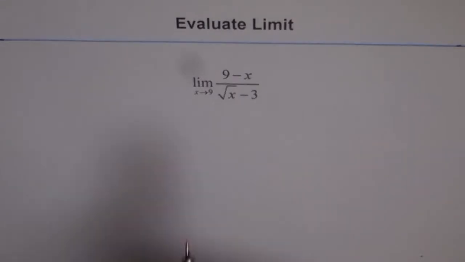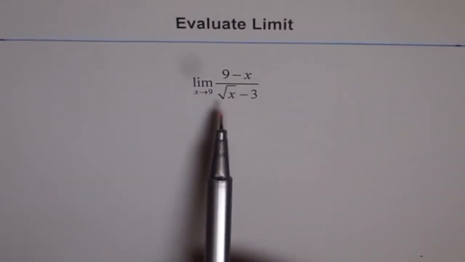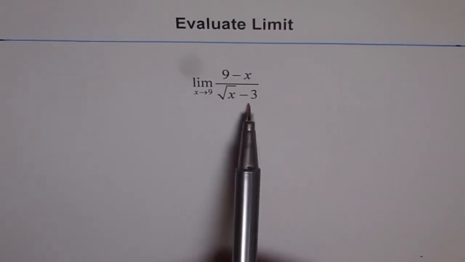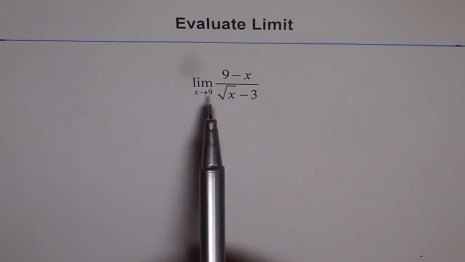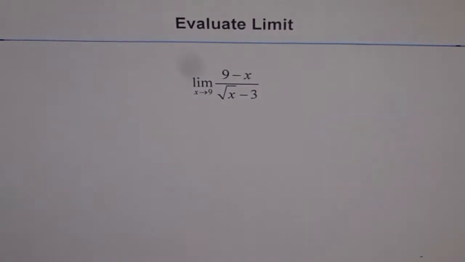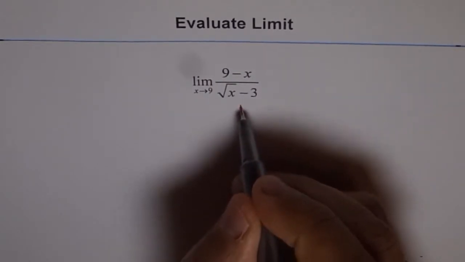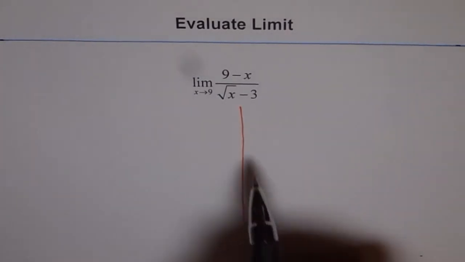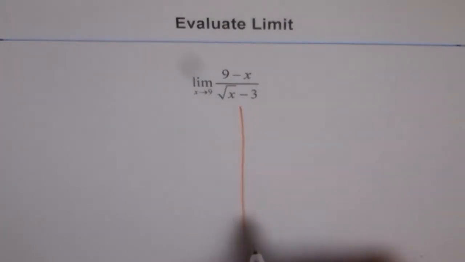Evaluate the limit of the function (9 minus x) divided by (square root of x minus 3) as x approaches 9. Such questions we can do by either factoring or by rationalization. Let me show you both methods, so you can adopt the one which you like. First, let's do it by rationalization.